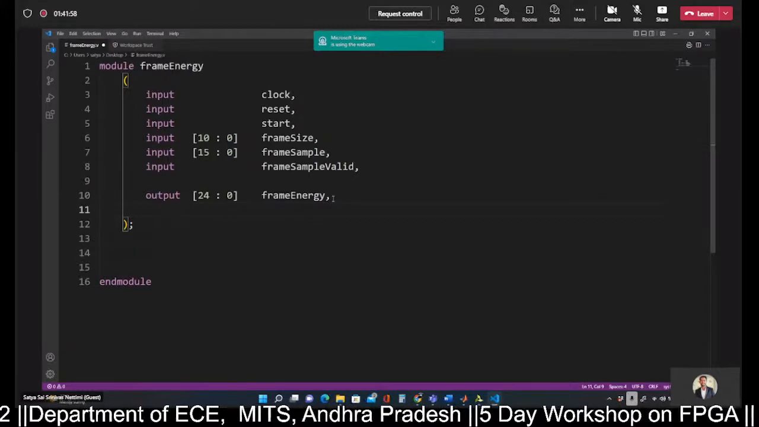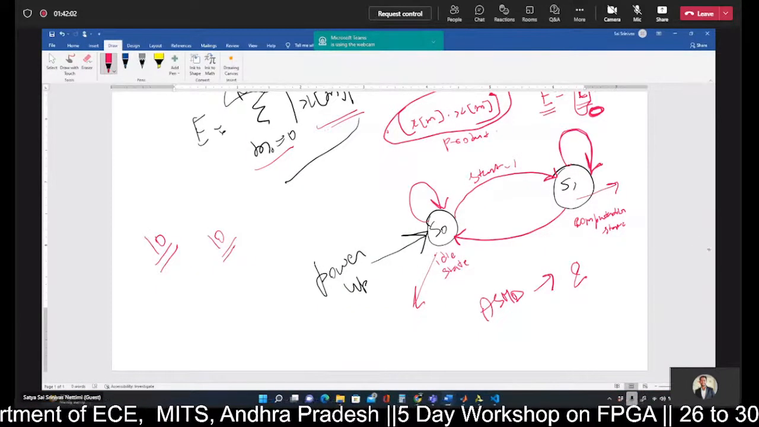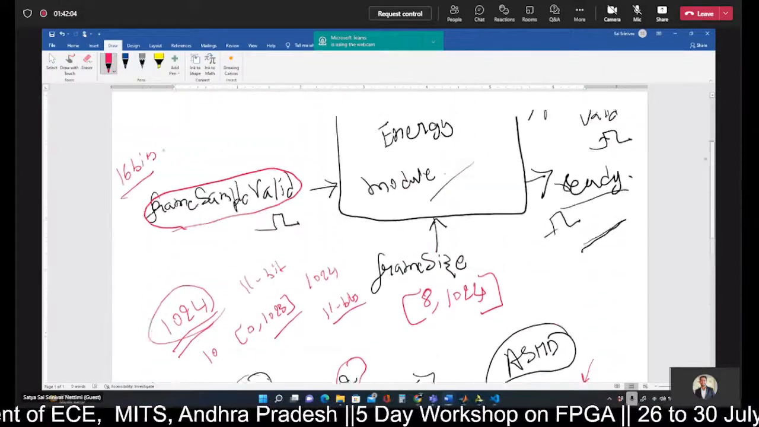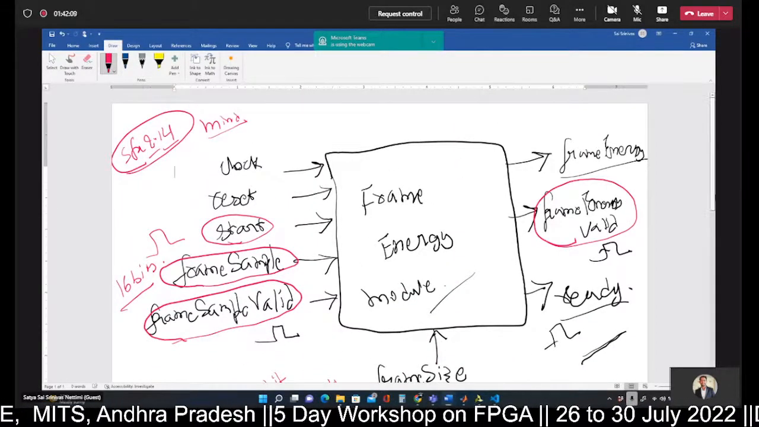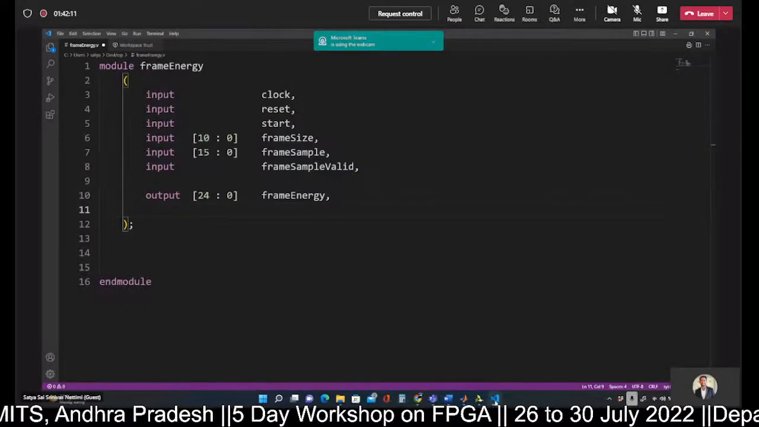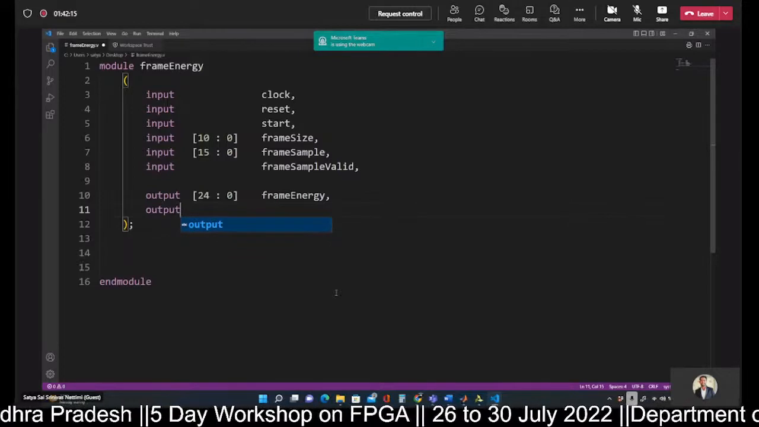Next, how do we know that the energy value computed by our module is a valid energy value or not? For that we are using the frame energy valid signal. So for that, what we have to do? Output.